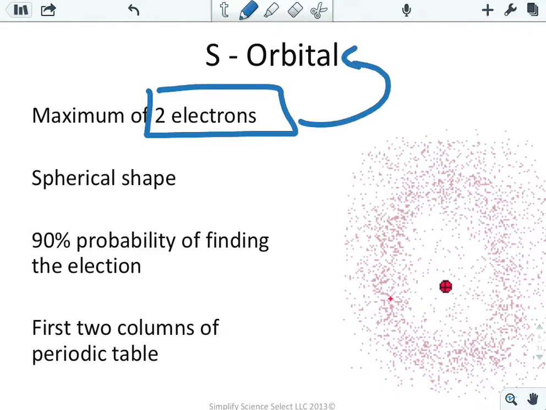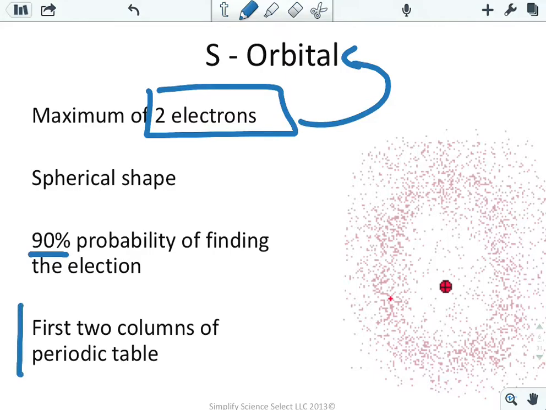It has a spherical shape, meaning it's a sphere. It looks like a ball. You can think of a baseball or basketball, whatever. That's a sphere, and it has that shape. There's a 90% probability of finding the electron there. And the first 2 columns on the periodic table are the s orbital.